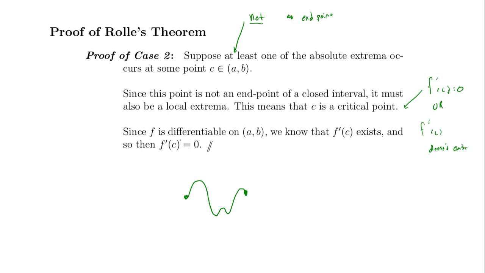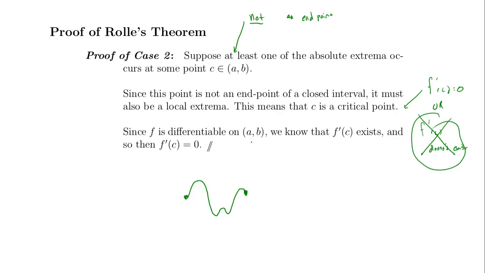But we were told right at the very beginning, hey, our function's differentiable on this open interval. That means that the derivative exists. So the only option is that f prime of c is equal to 0. So we're not sure where this point is, but we know it exists by the mean value theorem. And so we'll just say that's the point. So that's the proof of Rolle's theorem.